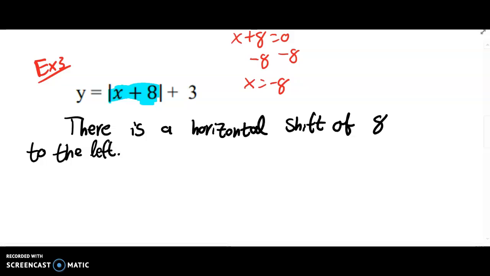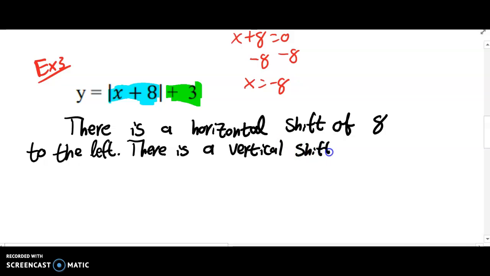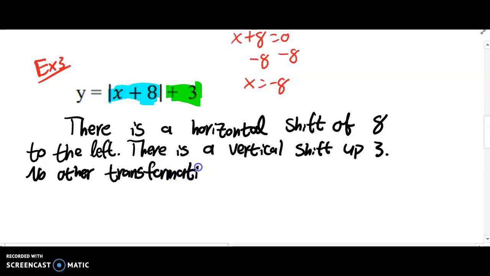And then the only other thing we see is this plus 3. That's going to mean 3 up. So we're going to say there is a vertical shift up 3. And that's it. There's nothing else going on, so we're going to say no other transformations. Wonderful. Reminder to pause and rewind wherever you need. We're going to go to another example.